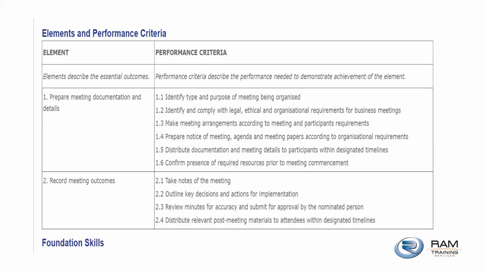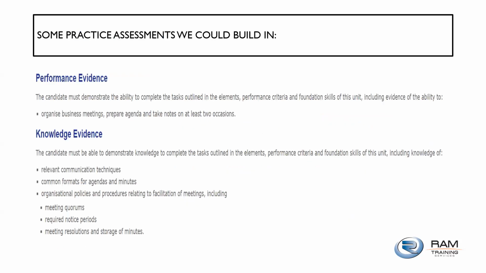So number one, identify type and purpose of meeting being organized. Well, that may be something that we do via a written test, or maybe even part of a project, right? And we would go through and ask ourselves for each of these items, what would be the best way to actually assess them? Now, we would do that, and maybe we'd even write that out on a piece of paper or type that up in a Word document.